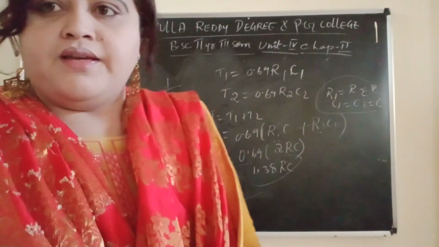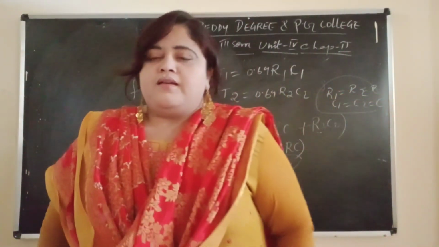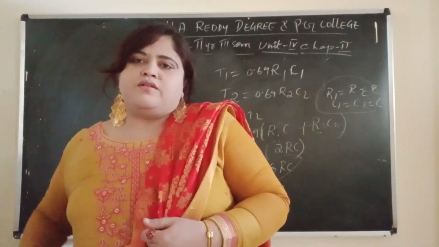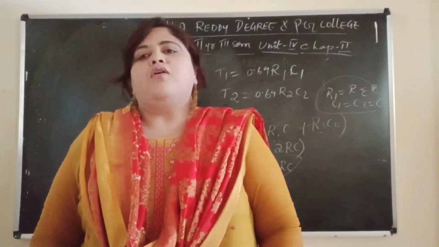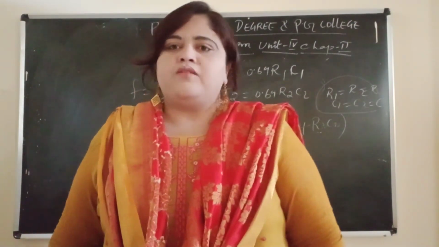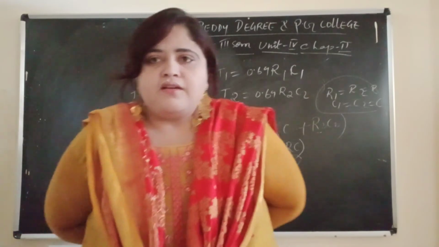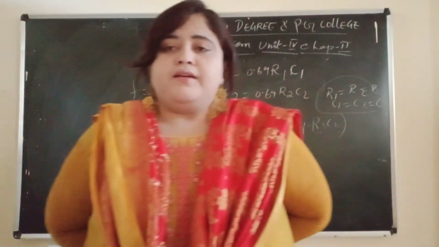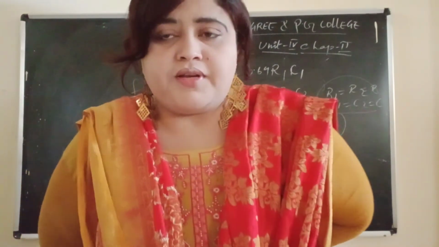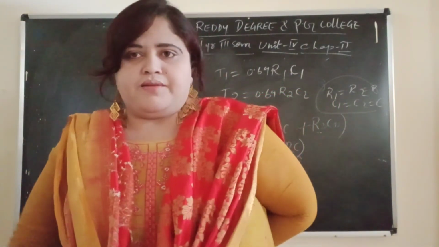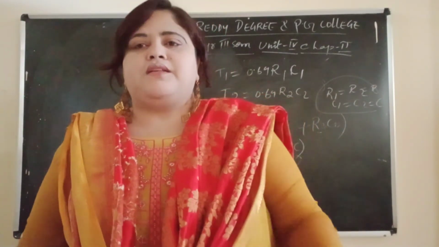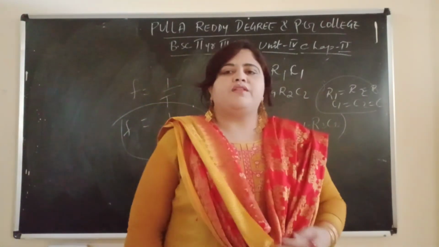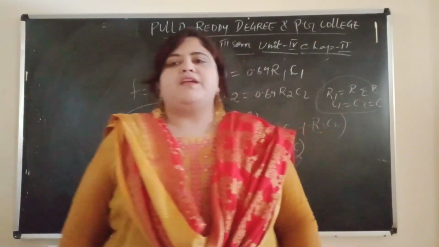By this we have completed the first multivibrator of the second chapter of the fourth unit. Once again, I am recapping what we have studied: unit 4, second chapter, multivibrator. A multivibrator is a device which can generate output in the form of a square wave without any AC input, as long as the DC power supply is connected to it.